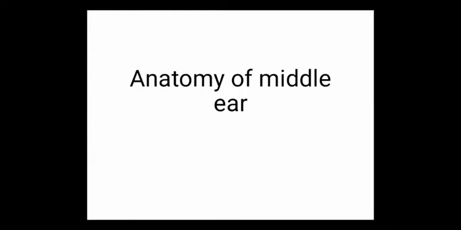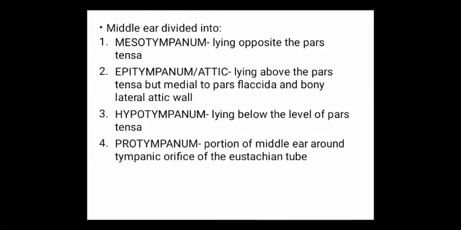In this video, we are going to study about anatomy of middle ear. Middle ear is divided into mesotympanum, the part lying opposite to the pars tensa; epitympanum or attic, the part lying above the pars tensa but medial to pars flaccida, and bony lateral attic wall; hypotympanum, the part lying below the level of pars tensa; and protympanum. It is a portion of middle ear around the tympanic orifice of eustachian tube.